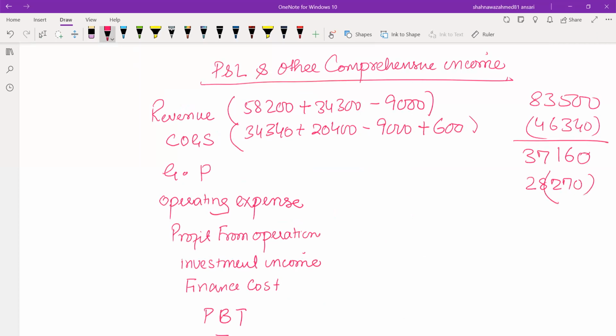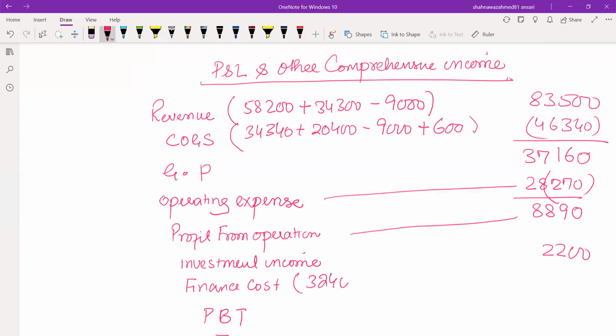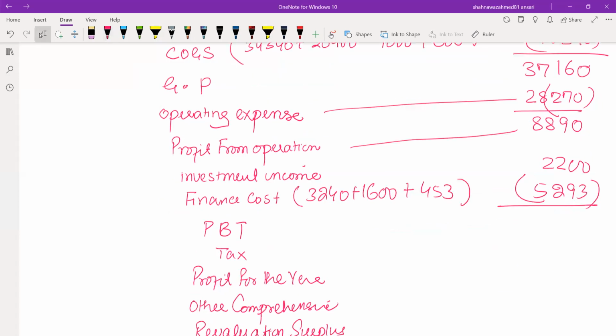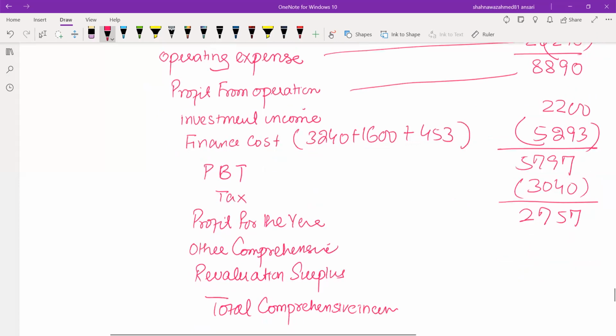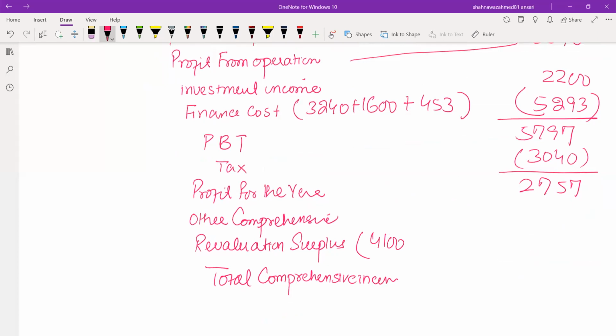So profit from operation is 8,890. This is profit from operation. Investment income, we have already calculated, 2,200. Finance cost, parent company's finance cost, subsidiary's finance cost. We have unwinding of discount. So total is 5,293. And this is my PBT. Tax expense combined together, 3,040. So profit for the year is 2,757. Revaluation surplus was 4,100 of parent company, 700 of subsidiary company, is 4,800, and total comprehensive income is 7,557.